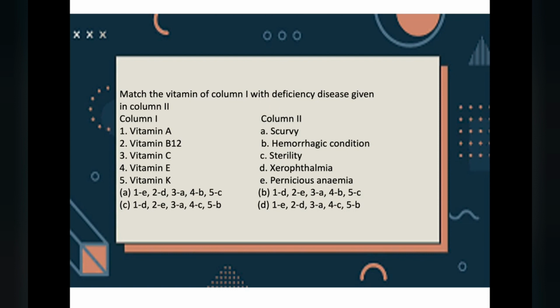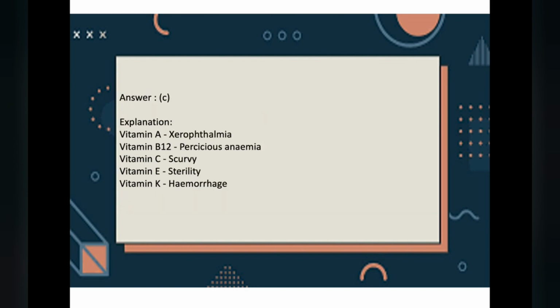Then 2 vitamin B12, the choice is E, pernicious anemia. 3 vitamin C, the answer is A, scurvy. The deficiency of vitamin C causes a skin disease called scurvy. 4 vitamin E, deficiency causes sterility, and 5 vitamin K, the deficiency causes hemorrhagic condition. Okay, hope that is clear for you. The explanation is given: vitamin A, xerophthalmia; B12, pernicious anemia; vitamin C, scurvy; vitamin E, sterility; and vitamin K, hemorrhage.